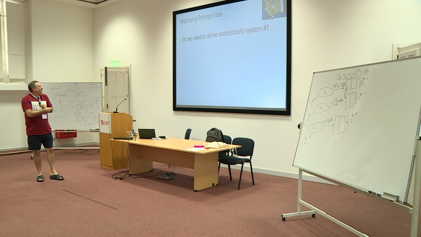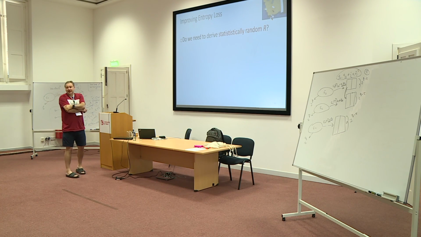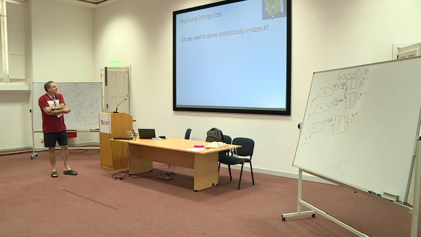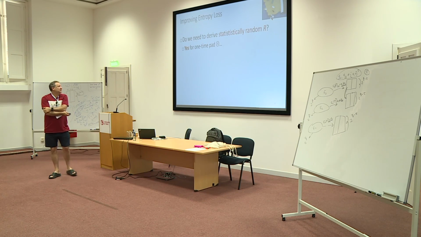So what did we do? Essentially, the question we asked in a series of work is, do we need to derive statistically random R for our applications? For some applications, the answer is yes. If you want to really use one-time pad encryption, it's not hard to see that it's basically if and only if. If you want information theoretic security, R has to be statistically secure.